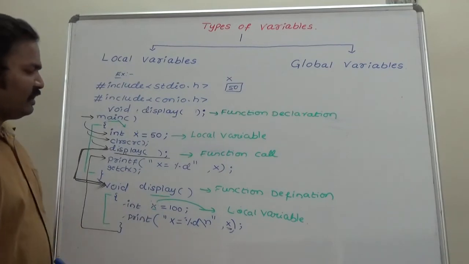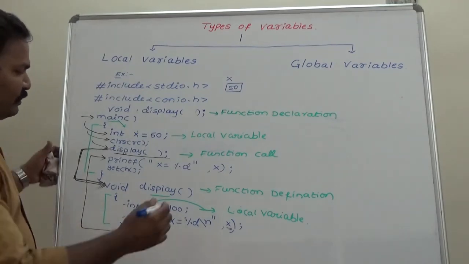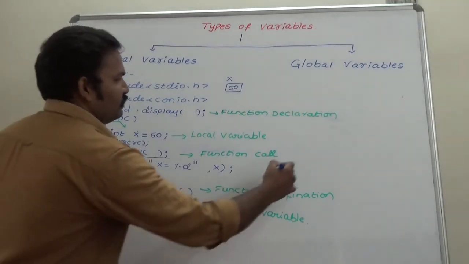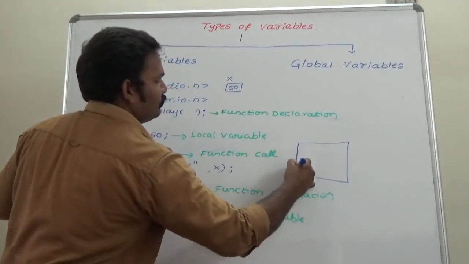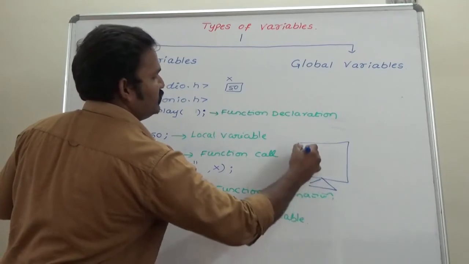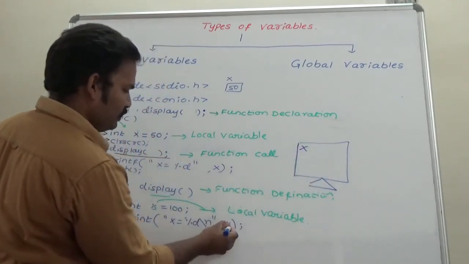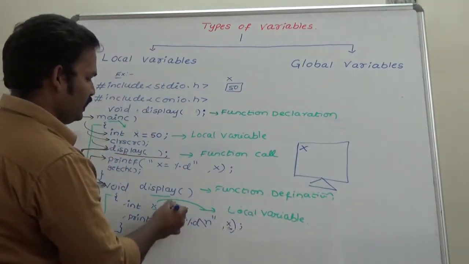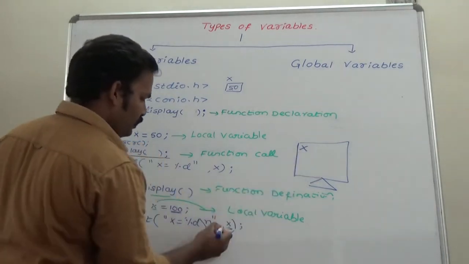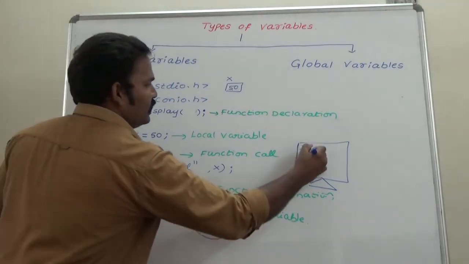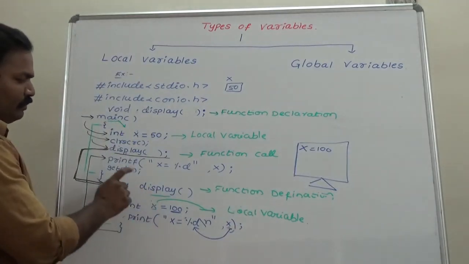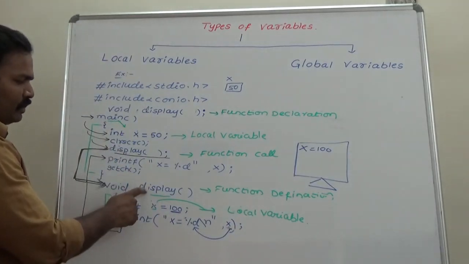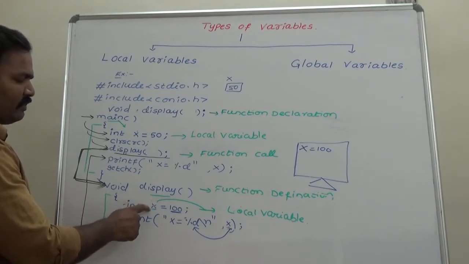X value means what here? Display function x value. Okay. Right. So first, the x value will be printed. Okay? So here x value is what? 100. So x value will be printed on the screen. x is equal to 100. For the display function, x value is 100.